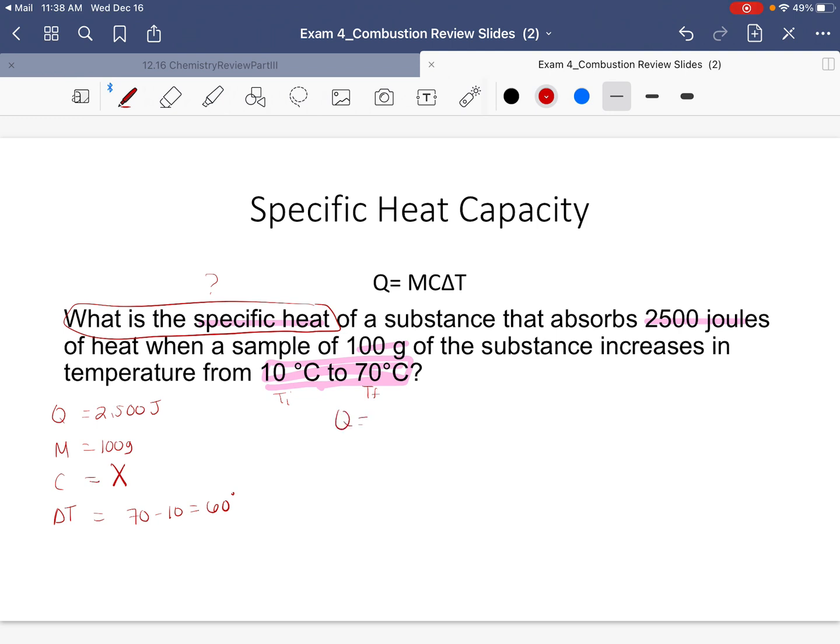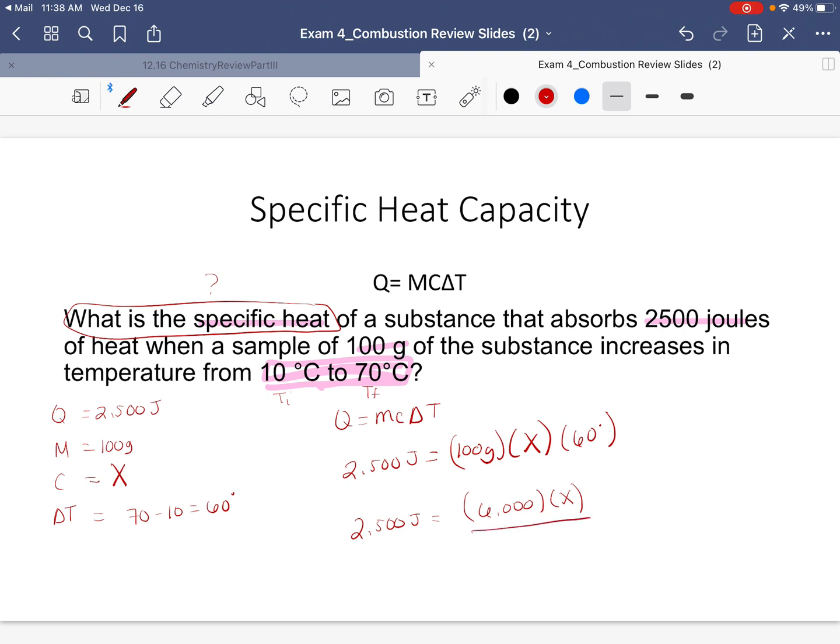So again, Q equals MCΔT is our formula. So Q is 2,500 joules equals the mass of 100 grams. I don't know my specific heat, and the change in temperature was 60 degrees. So I want to multiply 100 times 60 first, and then from there I'll move forward. So you just plug it into the calculator. 100 times 60, you should get around 6,000. So I have 2,500 joules equals 6,000, because I multiplied 100 times 60, x.